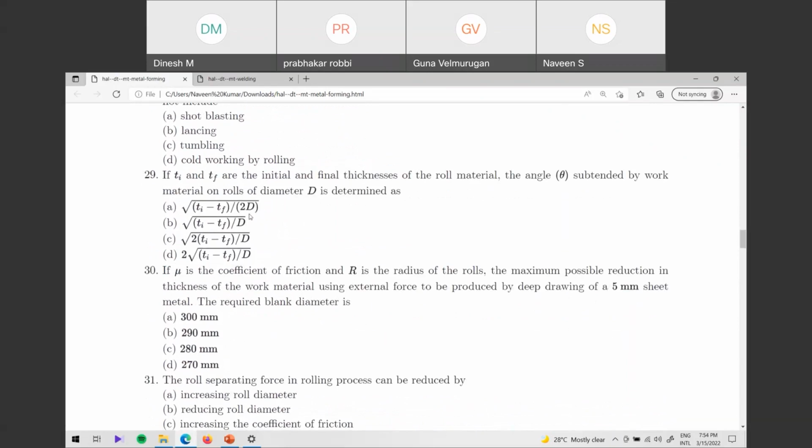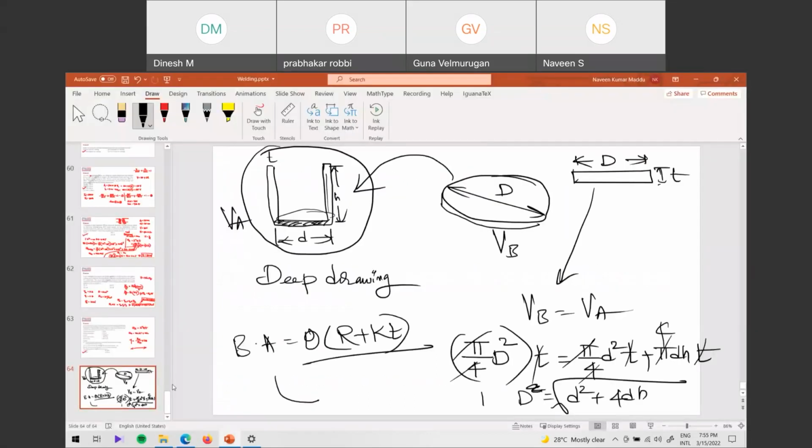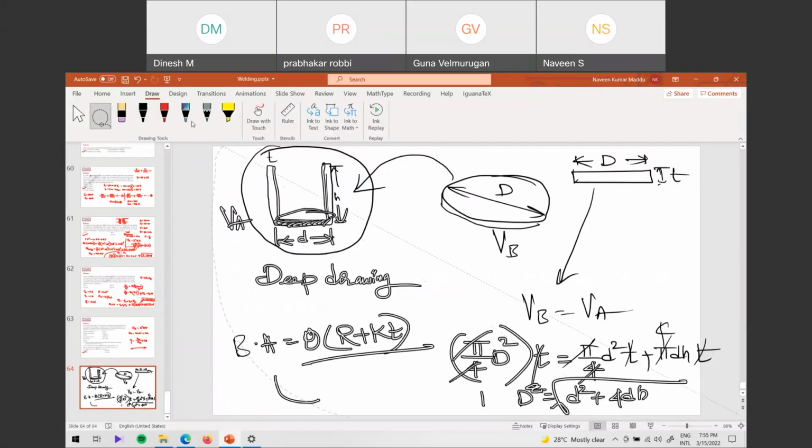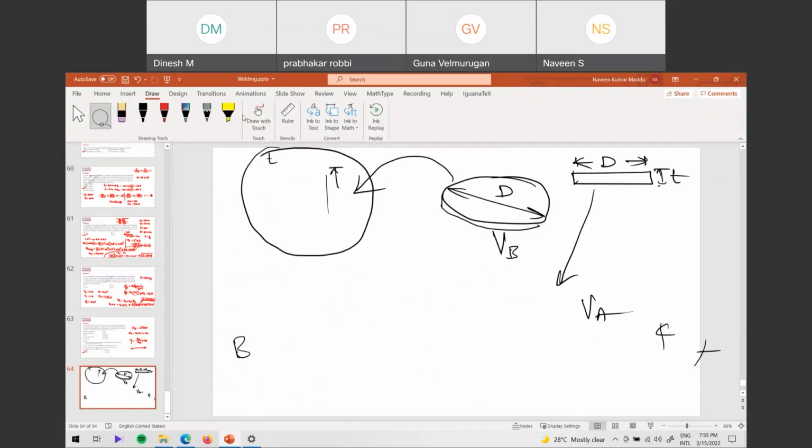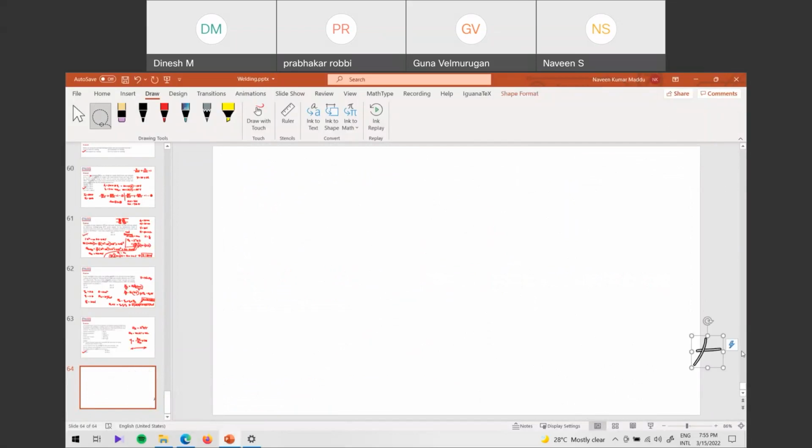What about this one? Can you remember the formula? Here in our formula it was H1 minus H2. Here, instead of H1, they have written TI, and instead of H2, they have written TF, and instead of R, they have written diameter. Tell me the answer for this. They are asking theta, the angle of bite theta.